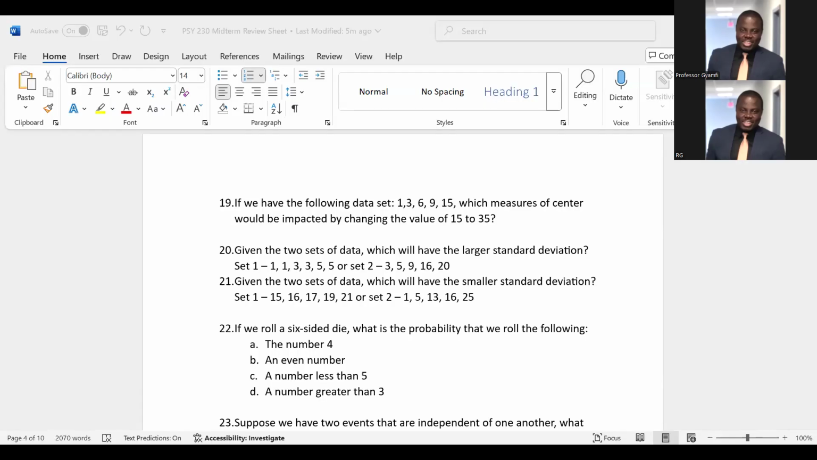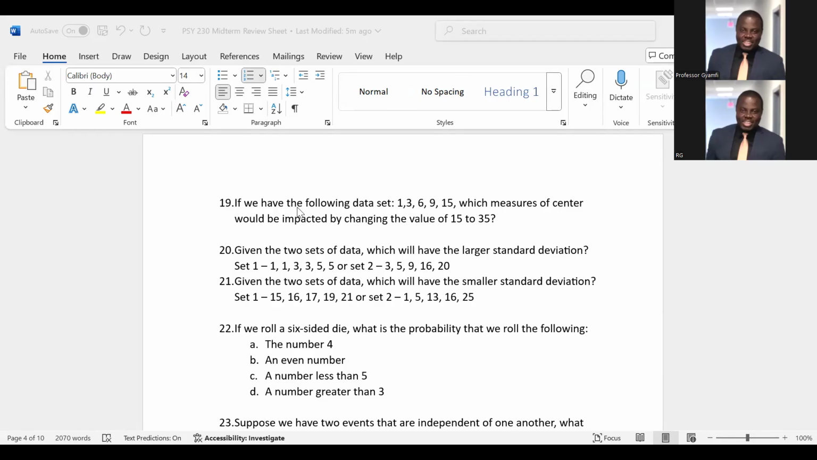Hello everyone. So in this video, I'm going to go over some of the problems in the midterm study guide, and I'm going to start with numbers 19 to 21, and then I'm going to move to the z-score and the z-table problems. So let's look at number 19.